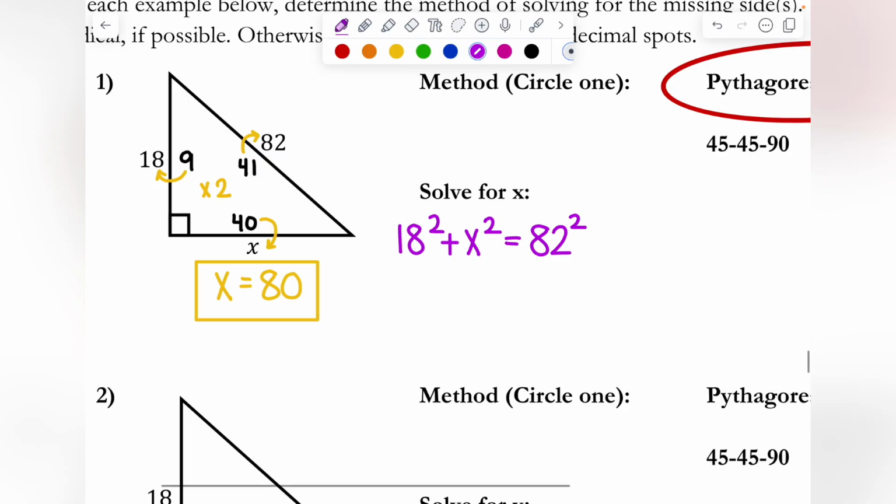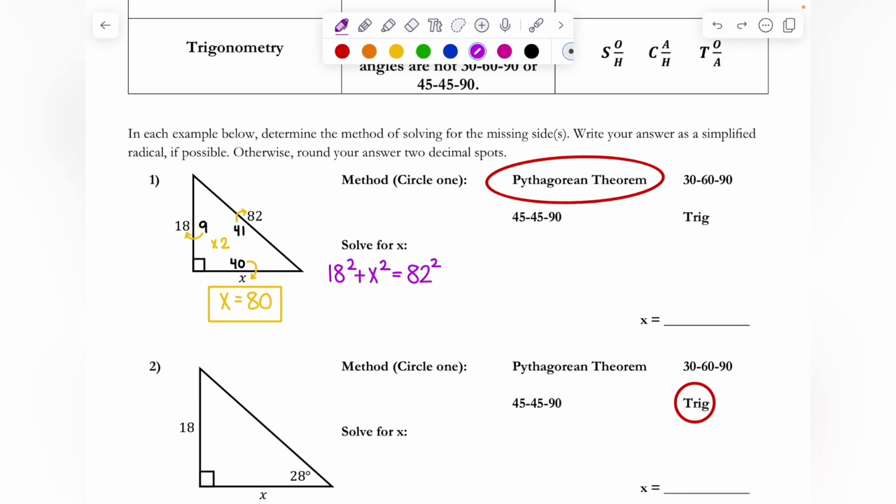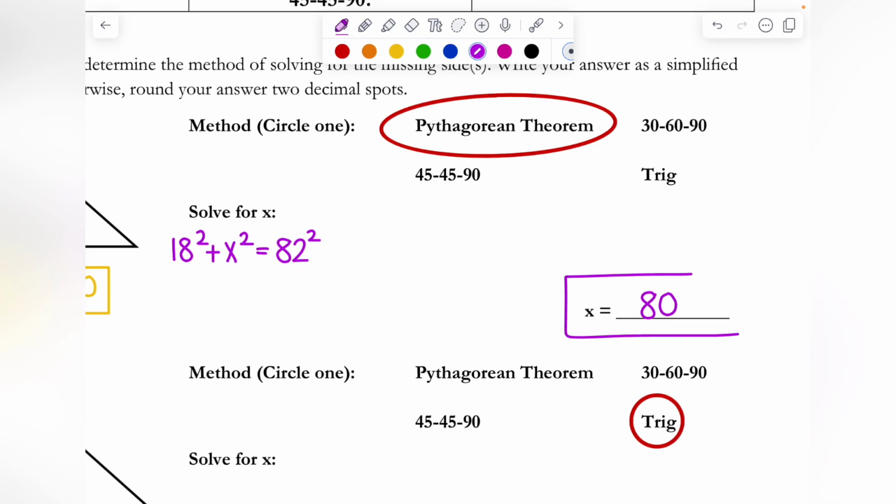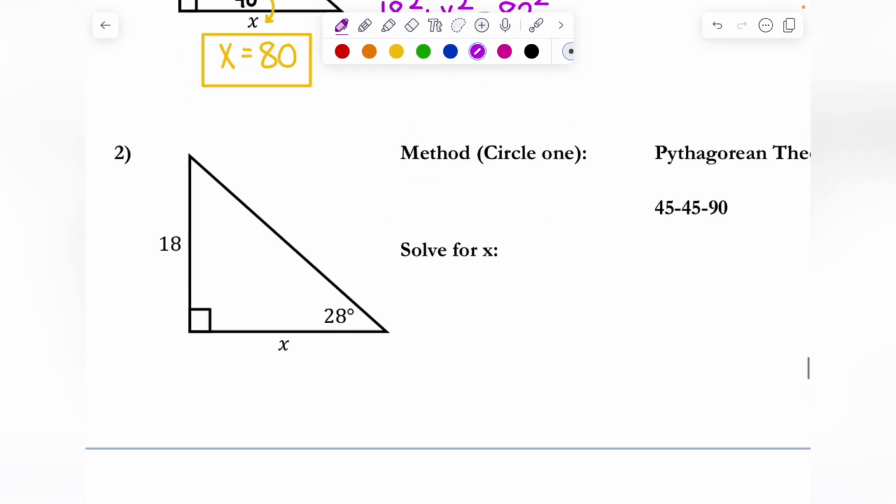And if I square the 18, square the 82, solve for x, guess what I'm going to get? 80. So I'll let you try that part on your own. Answer, x equals 80. All right, that was Pythagorean theorem. Let's move on. The second one we decided was trig.